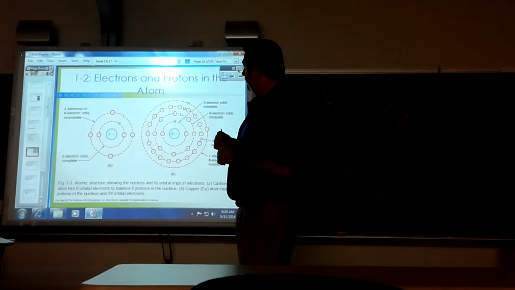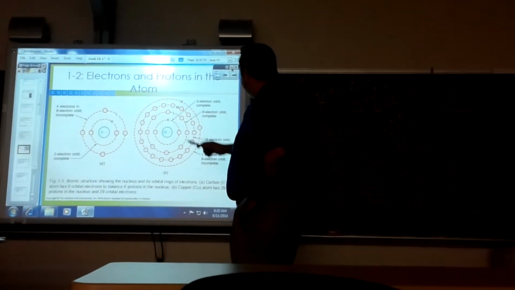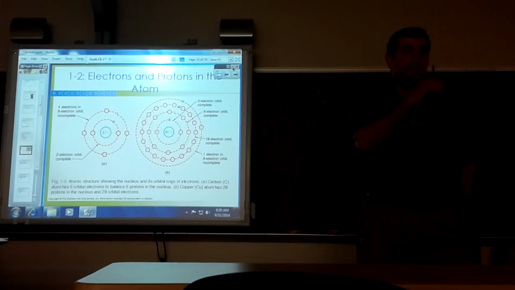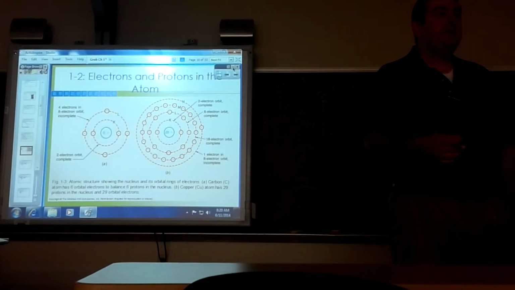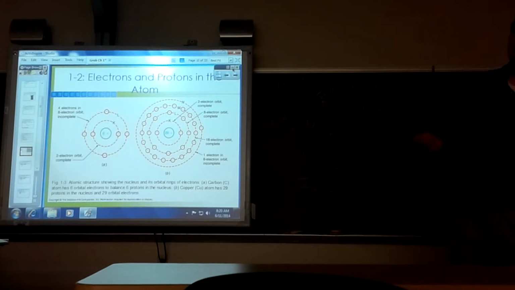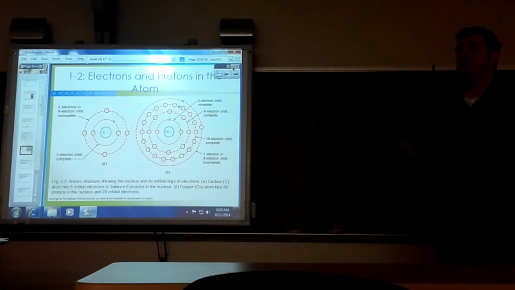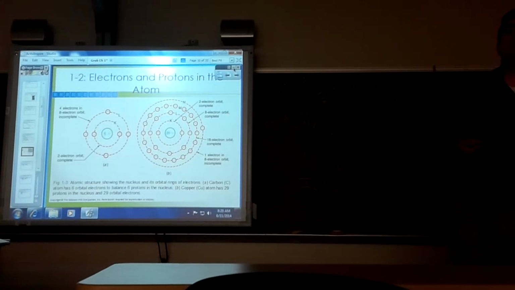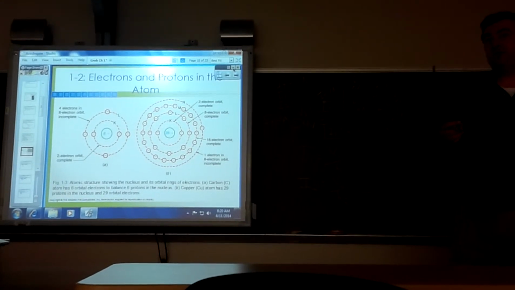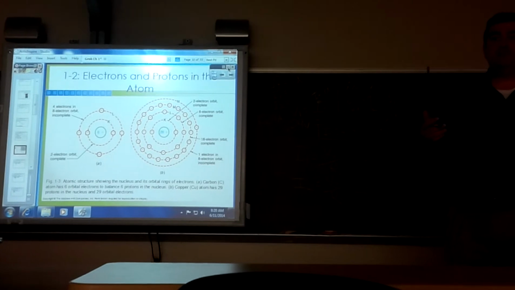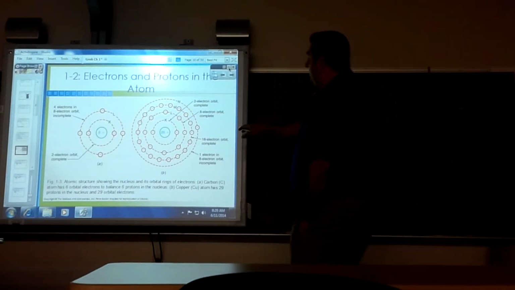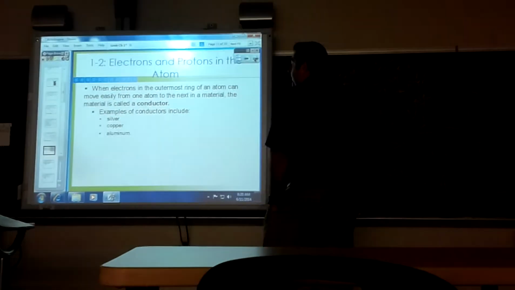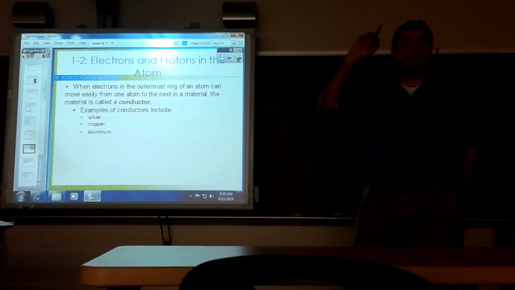So, talking about insulators and conductors. Why is something an insulator? Why is something a conductor? Why is copper good at transmitting electricity and rubber isn't? Because of the arrangement of their atomic structure. Because of the amount of electrons that are in their outermost band. Copper has only one. Okay. Any questions? Okay.